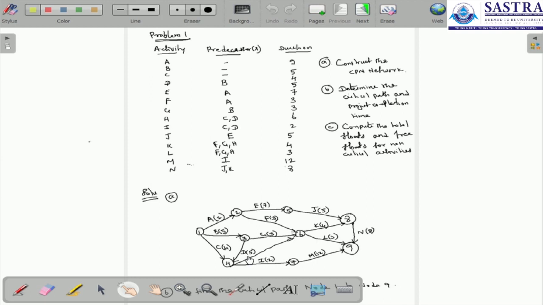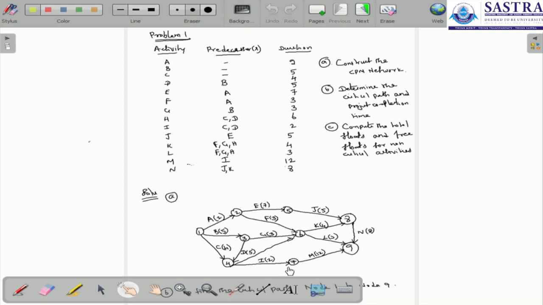So here we have written the duration 2. This is node 7. We have completed nodes 1, 2, 3, 4, 5, 6, 7. Activity E has completed, activity F has completed, activity G has completed, activity I has completed. So 5, 6, 7 nodes are completed.